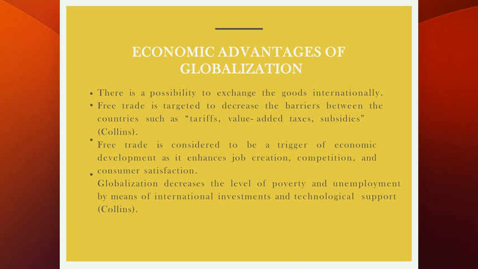As you see, the first point is about the possibility to exchange goods internationally. The second one is about free trade, which is targeted to decrease the barriers between countries such as tariffs, value-added taxes, subsidies. The third one is about the same, but there is a moment that you need to highlight for yourselves. This is considered to be a trigger of economic development as it enhances job creation, competition, and consumer satisfaction. And the final one is about reducing the level of poverty and unemployment by means of international investments and technological support. So definitely globalization will help to reduce some issues about poverty, hunger, and unemployment as well.